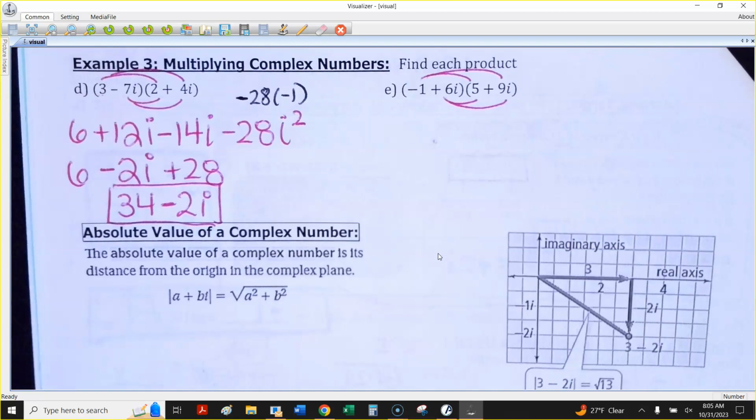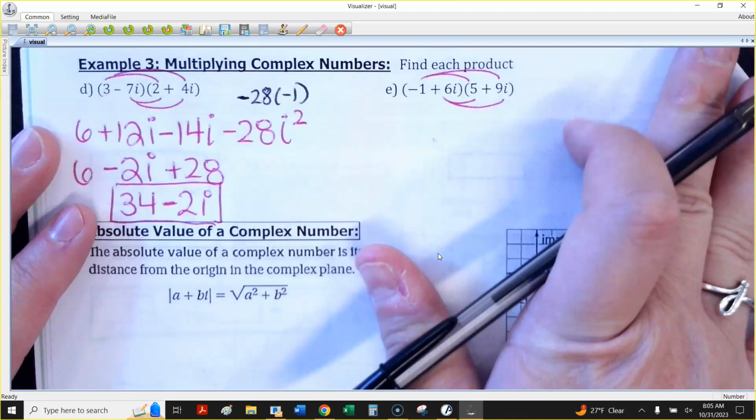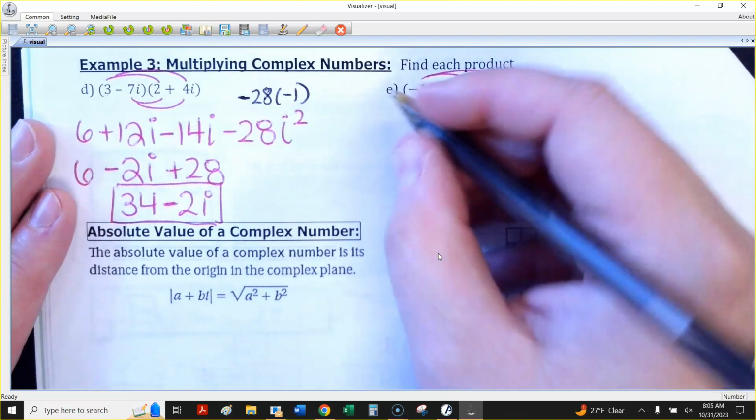You guys try this next one. I'm just going to do it up here without talking. You guys try this next one. See if you can FOIL this out.